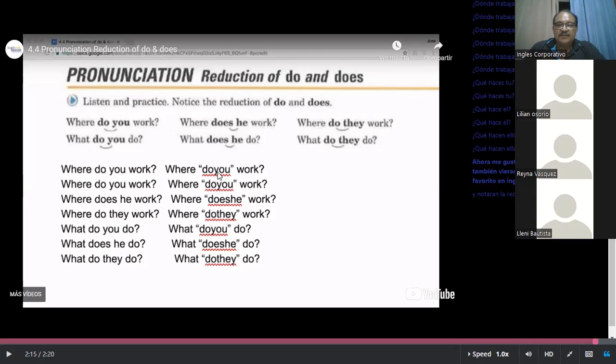Where do you work? O sea, where do you work? Where does he? No suena el "he," no "where does he work," no "where does he." Se omite el sonido de J, right? Where does he work? Where do they work? What do you do? What does he do? And what do they do? And then this is, for example, that reduction of do and does.